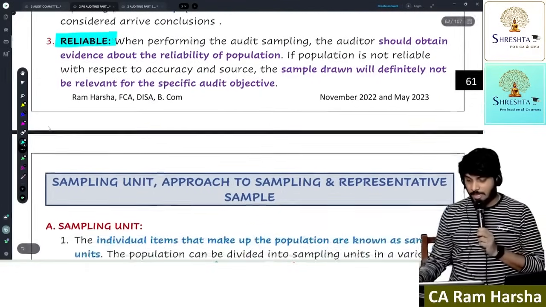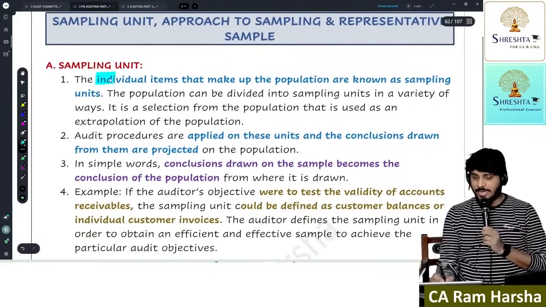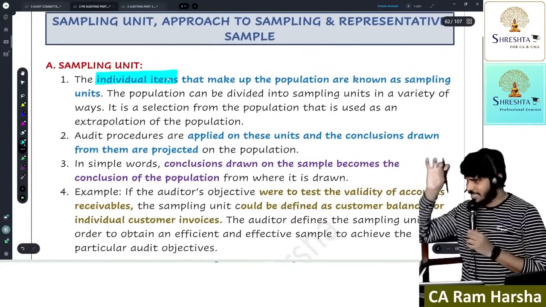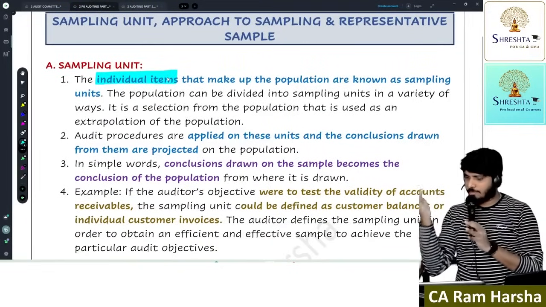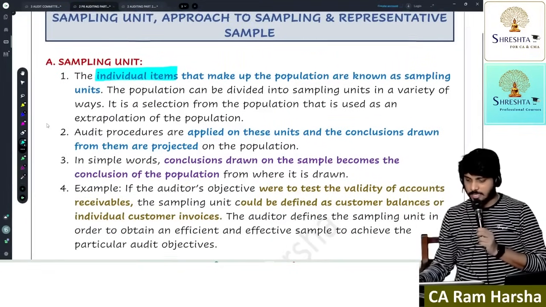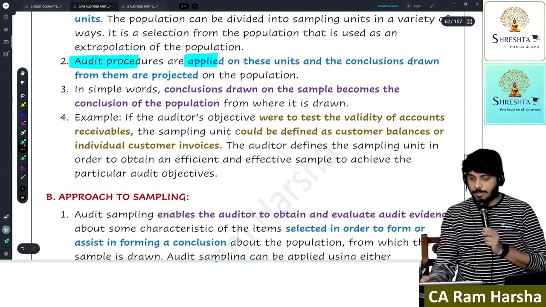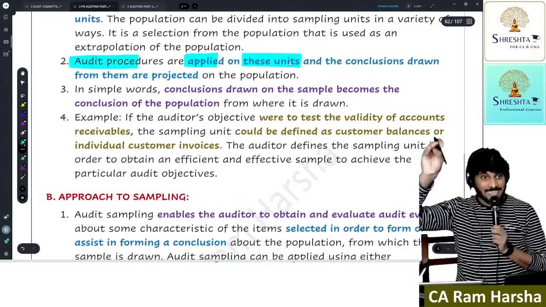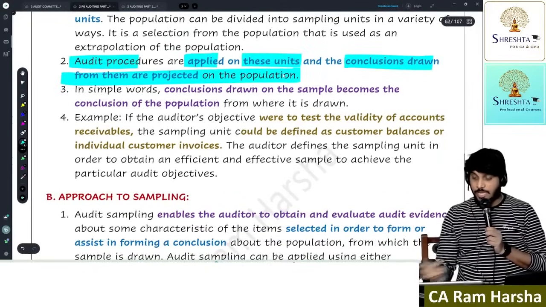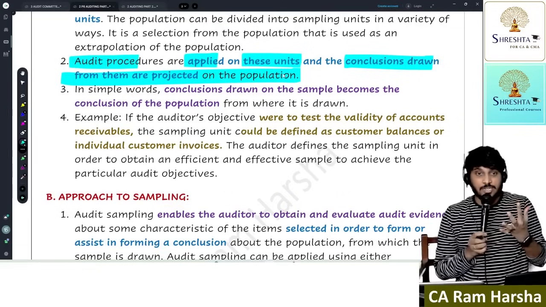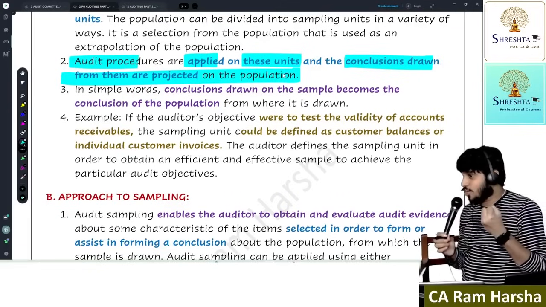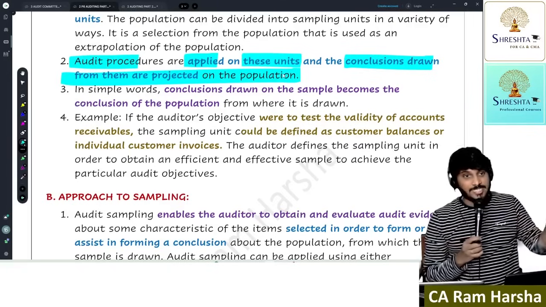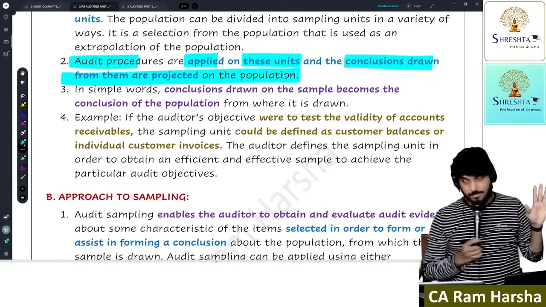Getting it? What is a sampling unit? It is nothing but each and every individual item in the population. Total of sampling units is equal to the population. Are you getting it? Now, audit procedures are applied on these units which are selected, and conclusions will be drawn on the population by using a technique called projection, which is also called extrapolation. Able to understand?